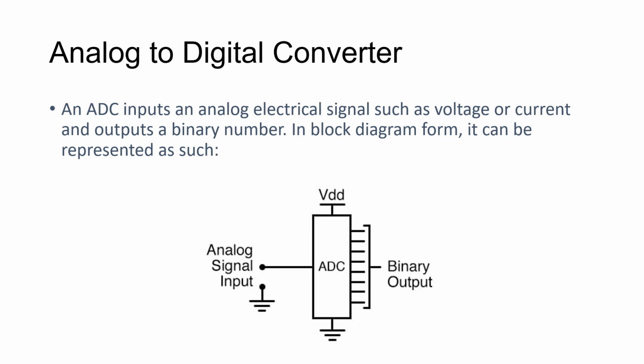Analog to digital converter. An ADC inputs an analog electrical signal such as voltage or current and outputs a binary number. In block diagram form, it can be represented as such.